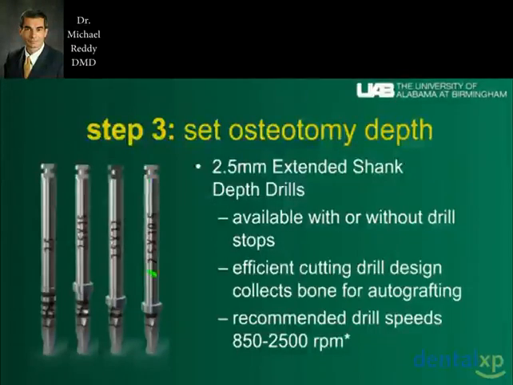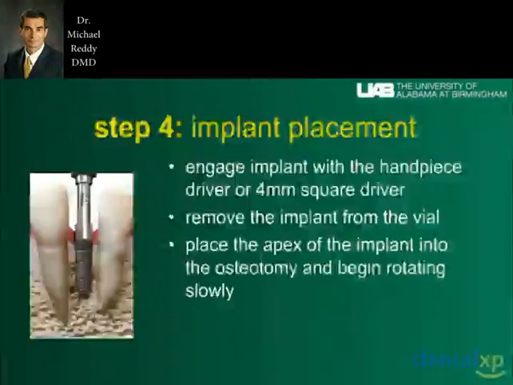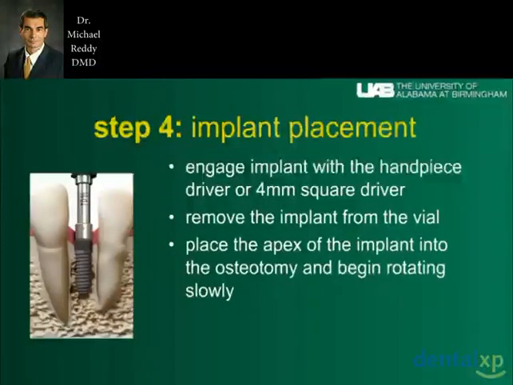This third step then is to pick up a 2.5 millimeter drill, and I like these extended shank drills because it allows you to get into these tight spaces in between teeth a little bit easier. I prefer that over a drill extension because there's less chatter when you do that. So 2.5 and then placing the implant.